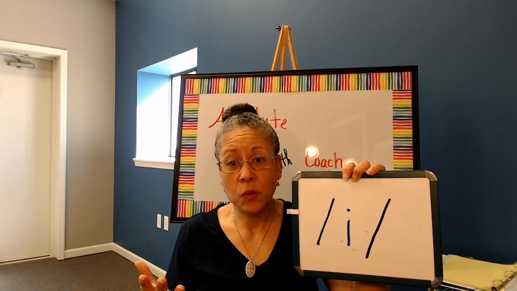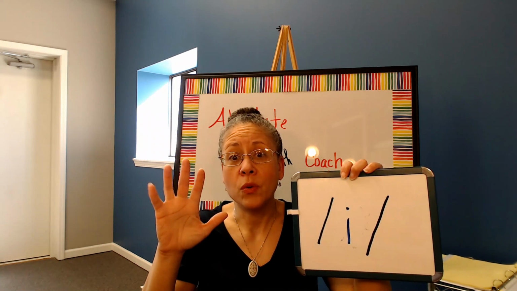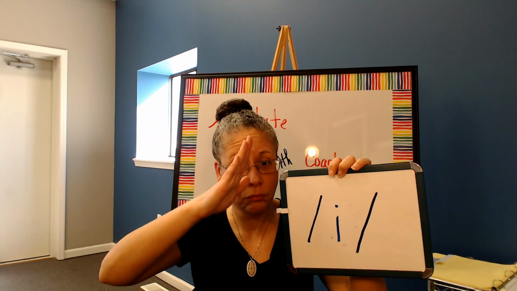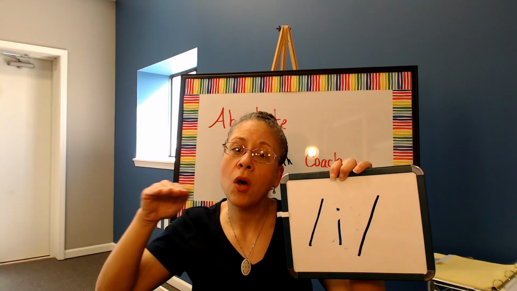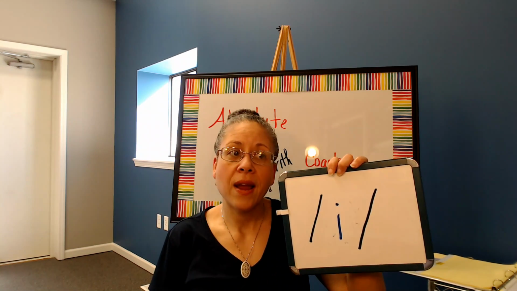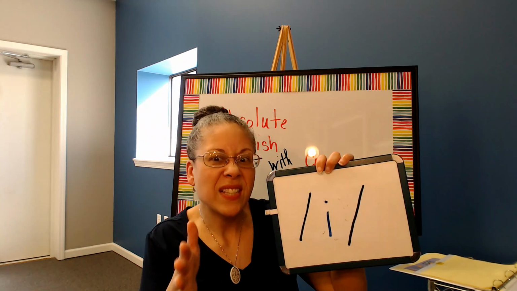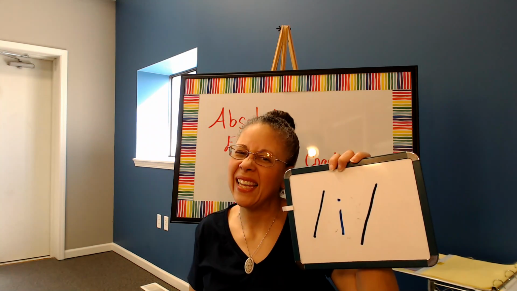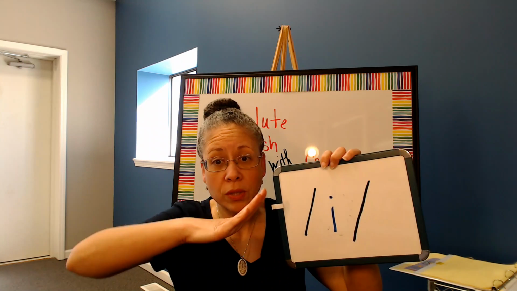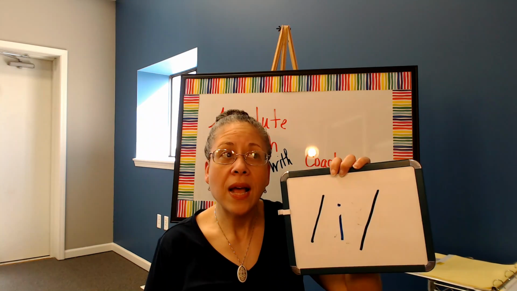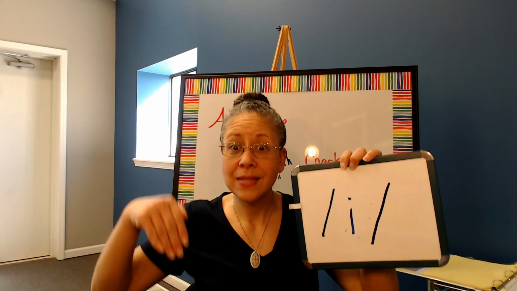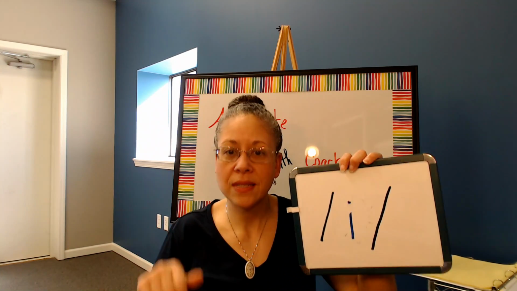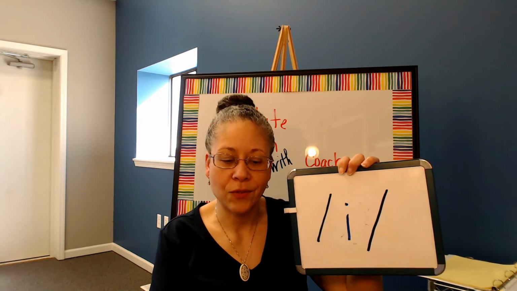Now, our vowels, A, E, I, O, U, have short sounds. We'll call that short. And they have long sounds. And we're not going to go over the long sounds right now. So, icky is a short I sound, like in the word sit. It. Short I sound.